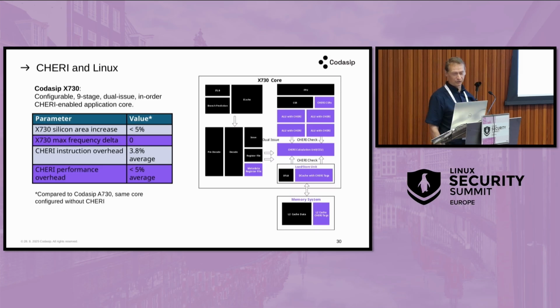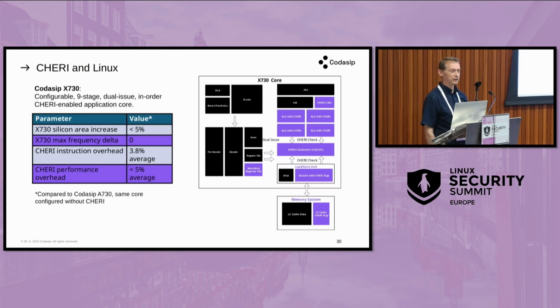And I've been allowed to share these. So in terms of silicon area impact on our core, we have less than 5%. Our maximum frequency of operation on the core between a CHERI and a non-CHERI system, the difference is 0. We can run it both at the same speed.